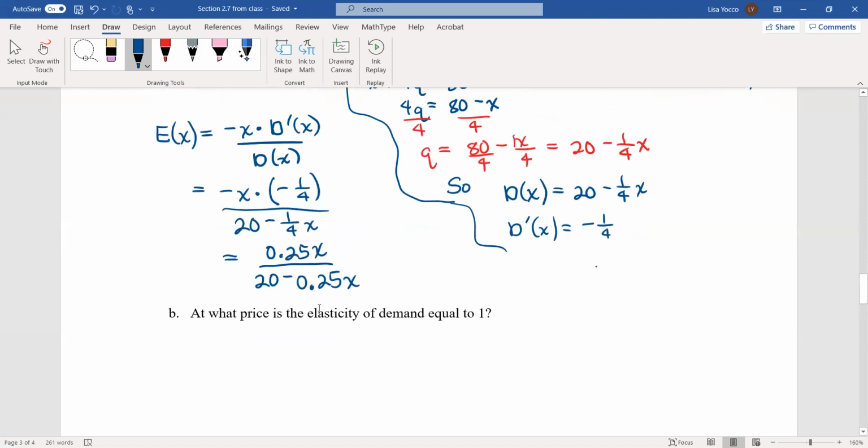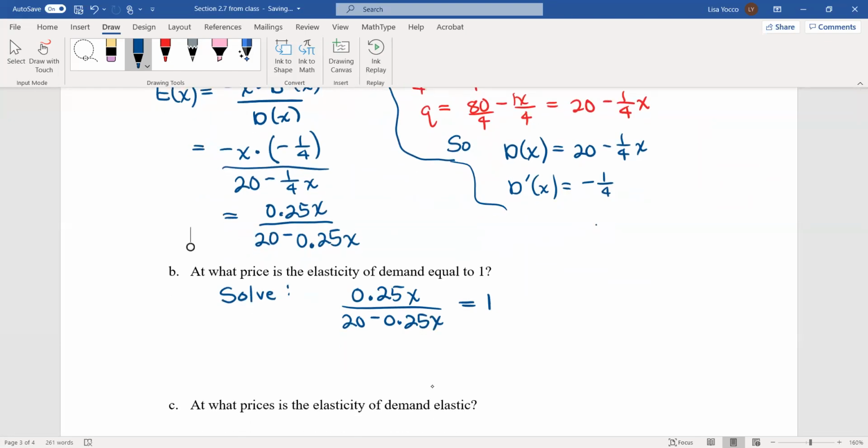Part B says, again, at what price is the elasticity of demand equal to 1? So we need to set that function that we just found equal to 1. And then, like we did before, I'm going to multiply both sides by the denominator of that function, which is 20 minus 0.25x.